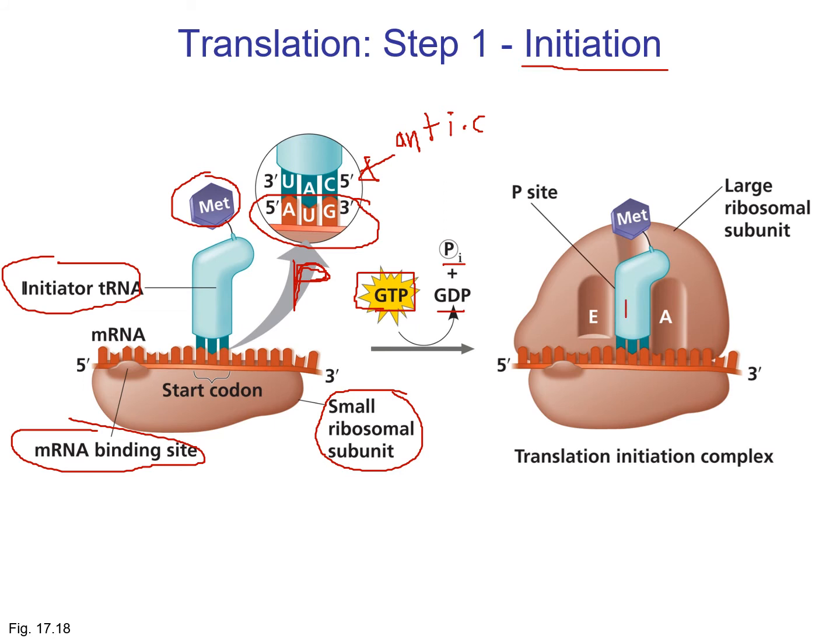Like I said, notice here that at the P site we have the initiator transfer RNA, and our first amino acid shown right here. This has a name, it's called the translation initiation complex. Okay, let's go to the next step.